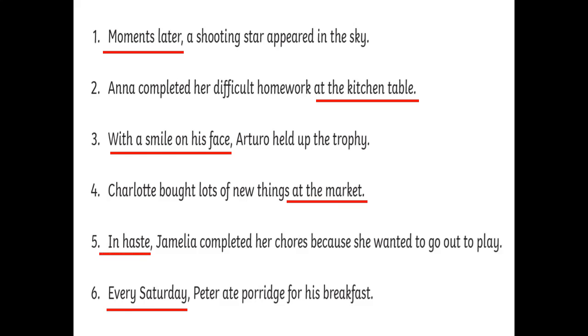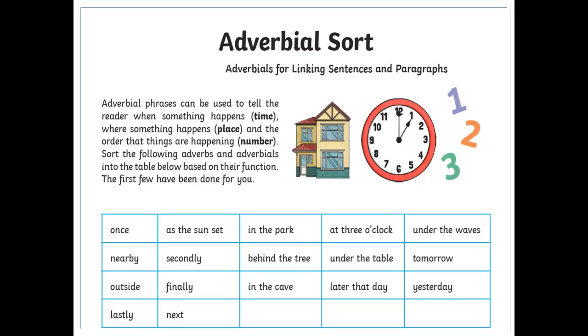Now we help Anna to know the adverbial phrases in these sentences. Adverbials for linking sentences and paragraphs. Adverbial phrases can be used to tell the reader when something happens, it's the time; where something happens, it's the place; and the order that things are happening, it's the number.